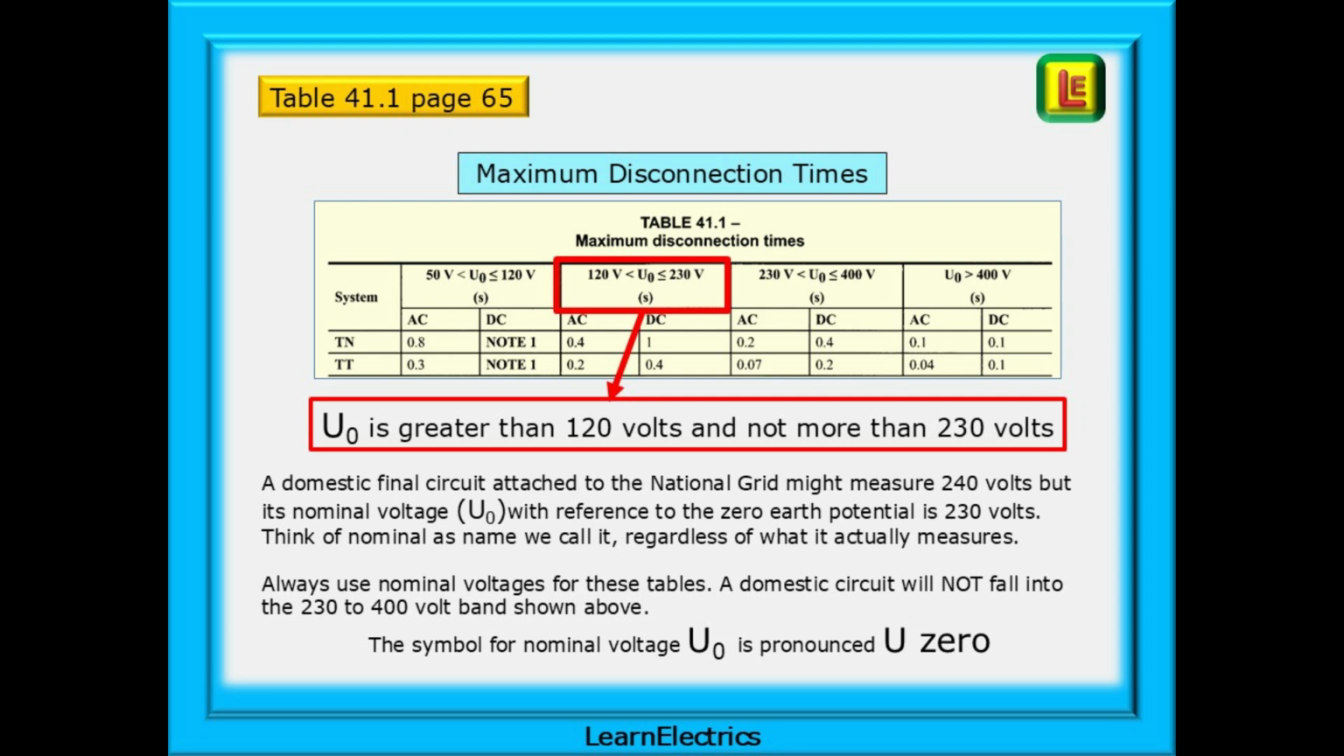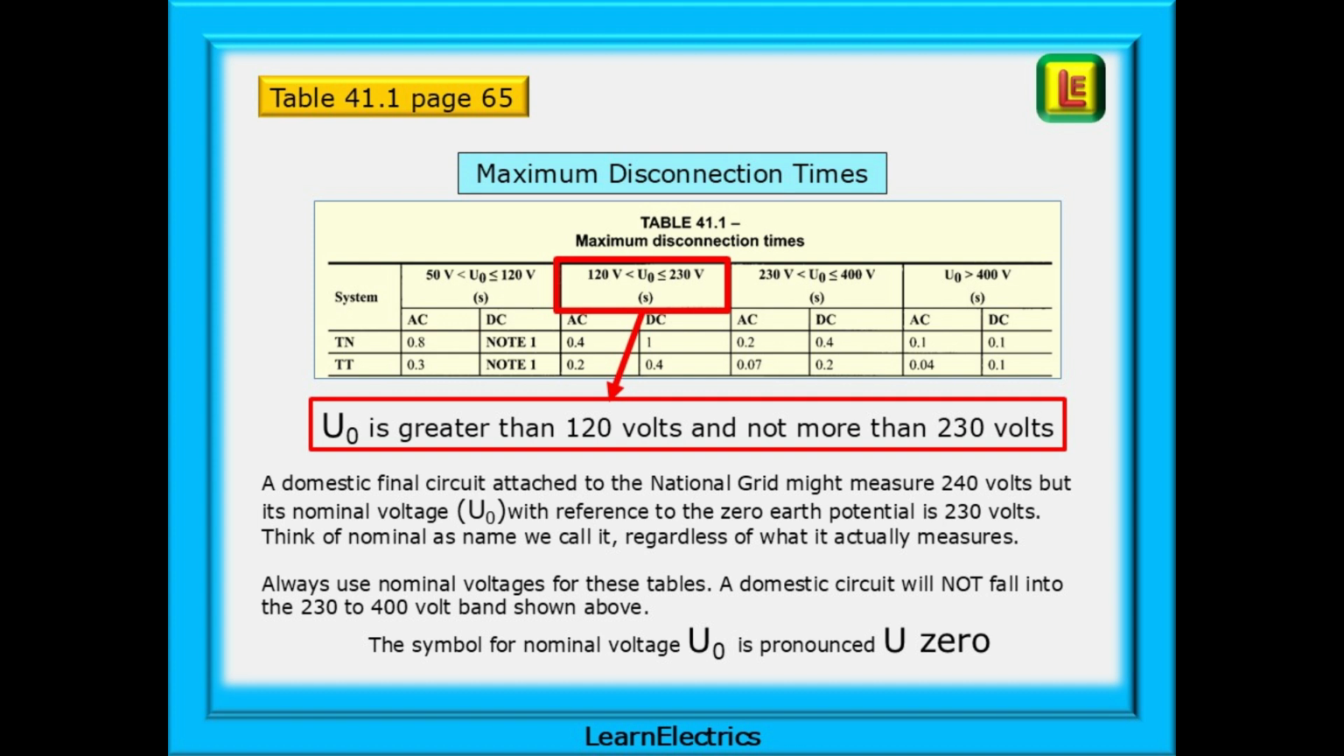What is the required maximum disconnection time for a particular type of circuit? What is the voltage range of the circuit? Is it a TN-C-S, TN-S or TT earthing system? Take note of the less than and the less than or equal to symbols. In the example in the red box, U0 is greater than 120 volts and not more than 230 volts.